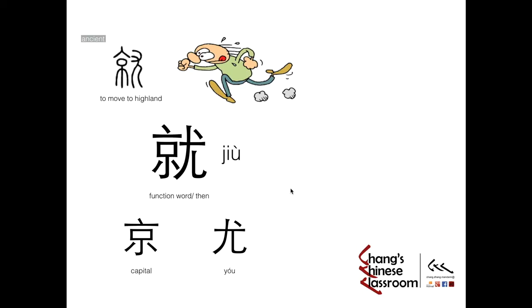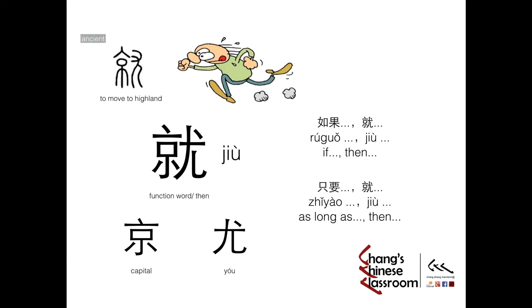Okay, and so far two structures we've learned are very important. The first is if then, 如果就, and the second one 只要就, as long as then, right? So normally in the structure, 就 is followed by the result. If something happens, then, if you fulfill this requirement, something will happen. 就 will be the result, and as long as you fulfill this requirement, something will happen. Result.